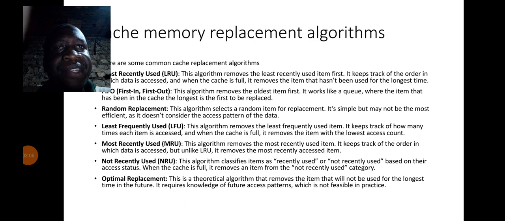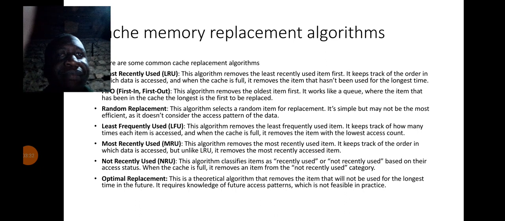The second one is first in, first out. This algorithm removes the oldest item first. It works like a queue, where the item that has been in the cache the longest is the first to be replaced. The third one is random replacement. This algorithm selects a random item for replacement. It's simple but may not be the most efficient, as it doesn't consider the access pattern of the data.